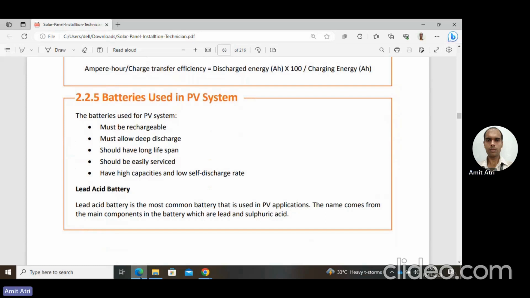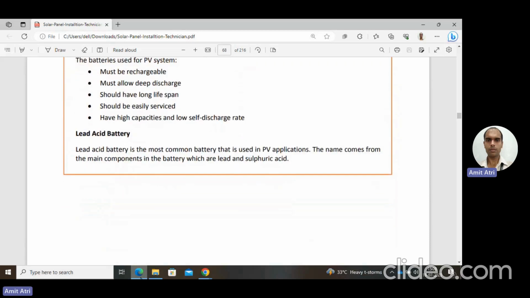Now, some of the commonly used batteries, like the lead acid battery, this is the most commonly used. Like I said, the main components of this battery are lead and sulfuric acid. So the name becomes lead acid.